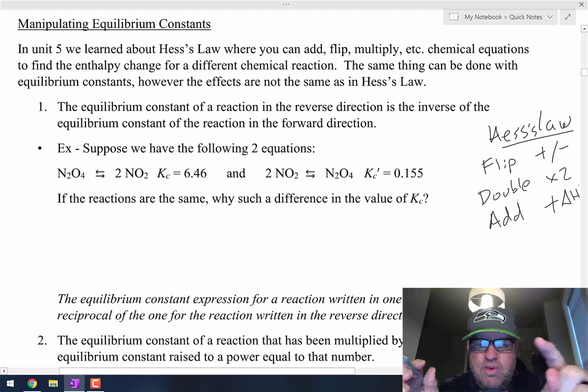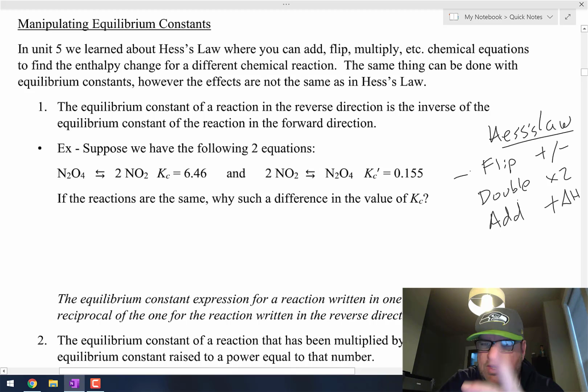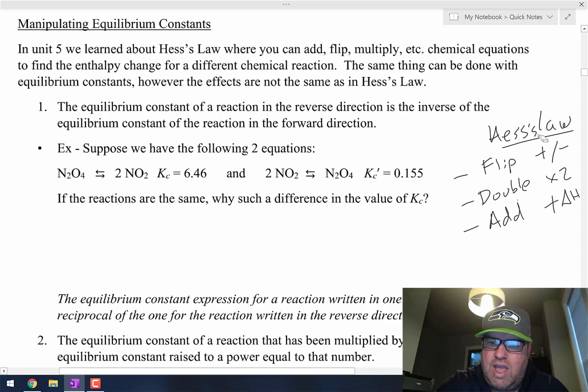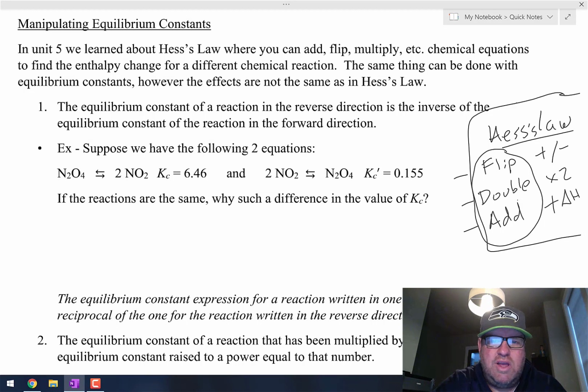The reason I wanted to review that is because you do something very similar with equilibrium constants, but you don't do the same thing on any of them. When you flip them, you don't take the negative or positive of it. When you double it, you don't multiply it by 2. And when you add them together, you don't just add the KEQ values. So just remember that with Hess's law, that is what you do. But with equilibrium constants, we're going to flip them, we're going to double them, we're going to add them together. But again, you don't do the same thing that you do with Hess's law.